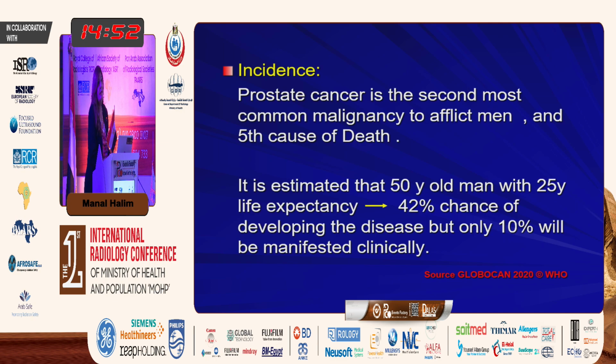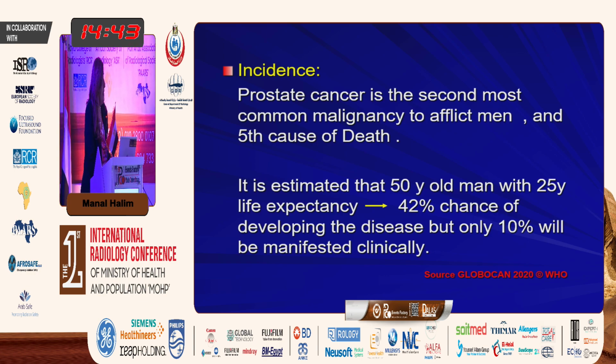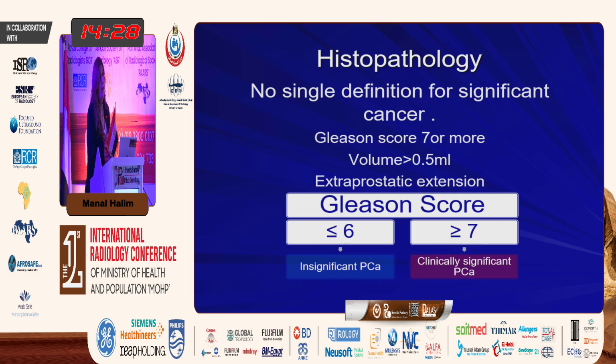Prostate cancer is the second most common malignancy to afflict men and the fifth cause of death. To give an example, a 50-year-old man with a 25-year life expectancy has a 42% chance of developing the disease, but only 10% will be manifested clinically. From this, we can understand that there is clinically significant cancer and clinically insignificant cancer. So how can I differentiate between them?